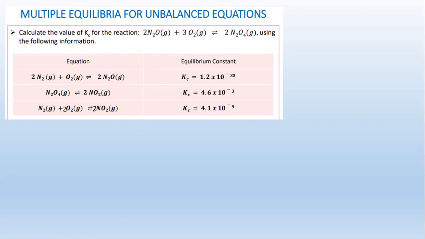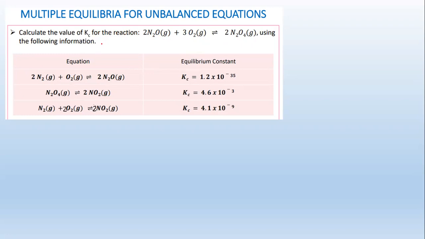Now this is an example. Let's have a look at what is expected from us. They want us to calculate the value of Kc for this reaction using the following information. This is the reaction of interest. So we want to formulate it using this information, but at the same time, we want to determine its Kc value.